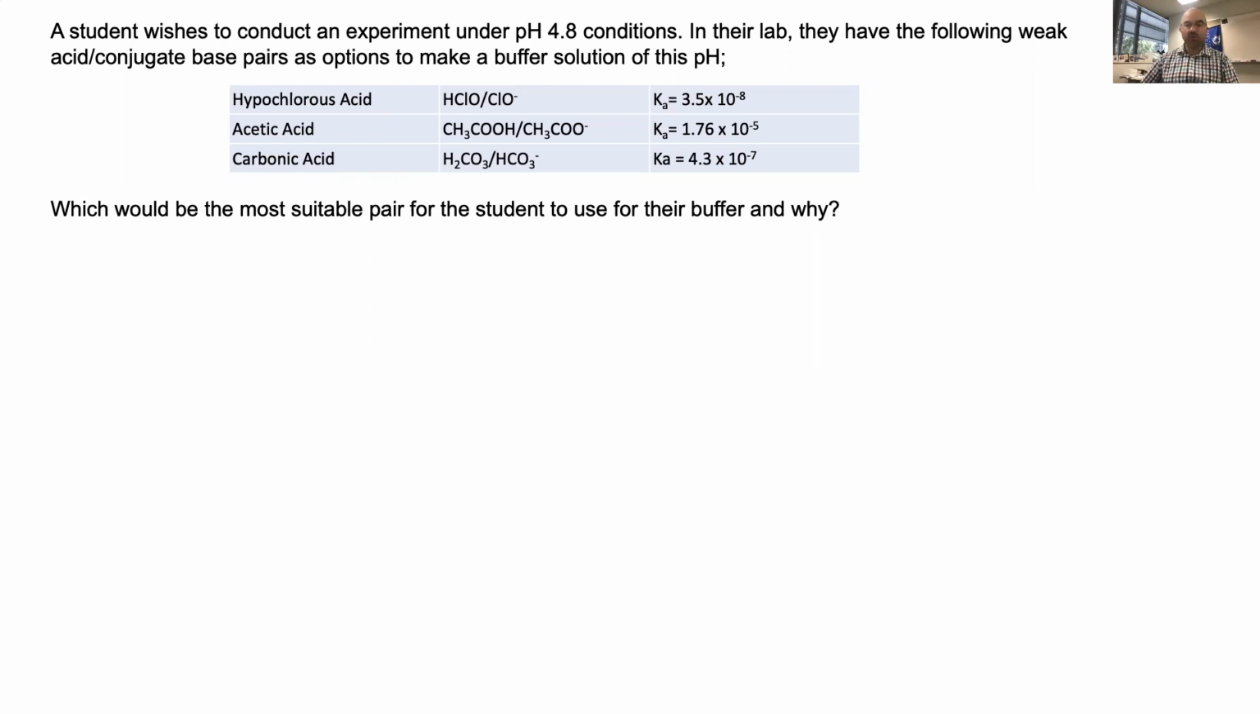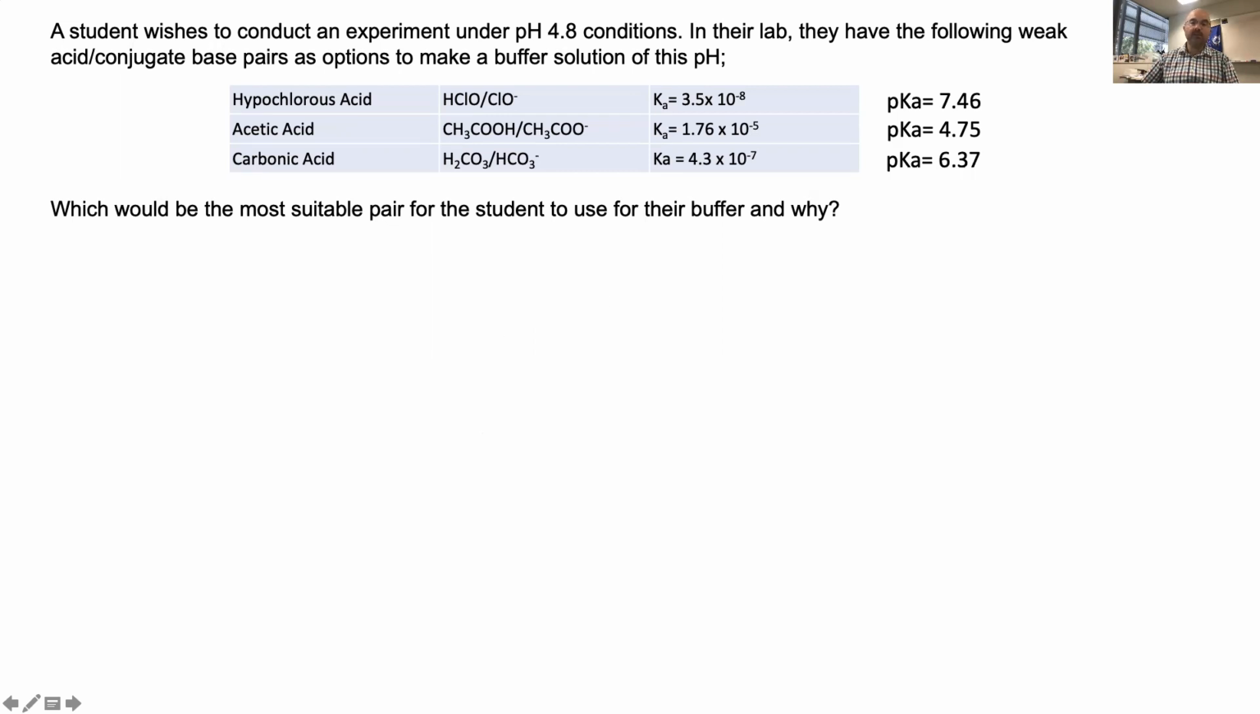So what we do to try to answer this one is that we take the negative logarithm of each of these numbers here to calculate the pKa value of each of these weak acids. So if we do that, just take the negative logarithm of this value and you get 7.46. And then of the middle one, the acetic acid, you get 4.75. And the carbonic acid, you get 6.37.